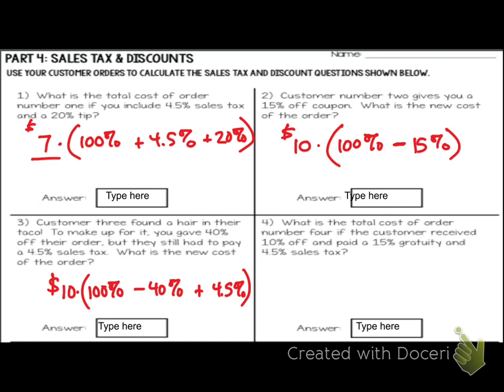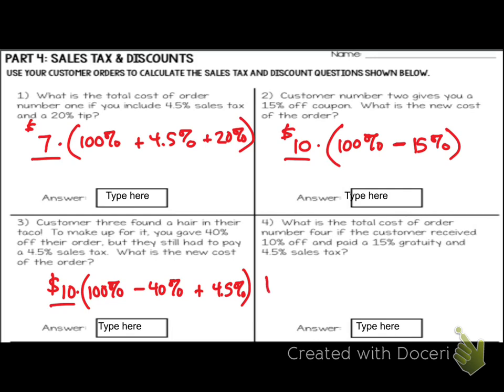So right now, these numbers here are going to change depending on what your orders were. However, what's in the parentheses will not change for everyone. All right, let's continue. Number 4. What is the total cost of order number 4 if the customer received 10% off and paid a 15% gratuity and 4.5% sales tax? All right, this is a tough one again.